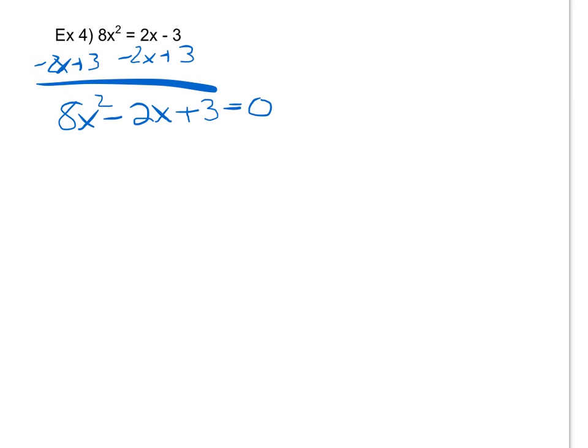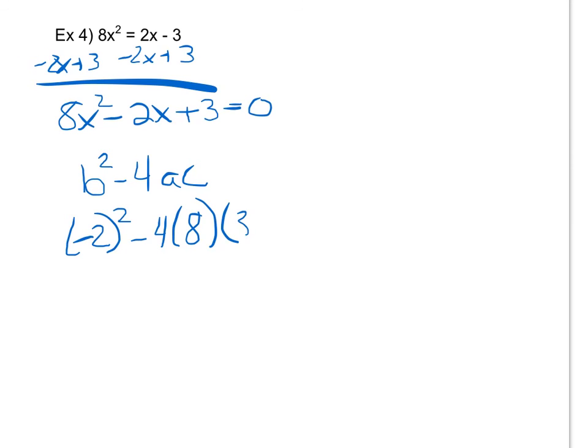Now that I'm in standard form, I can predict my number of solutions by looking at my discriminant, which is b squared minus 4ac, plugging in a minus 2 for b, an 8 for a, and a 3 for c. Negative 2 squared does give me 4. Minus 4 times 8 is negative 32. Times 3 is minus 96. And if I subtract this, I notice I do get a negative 92.